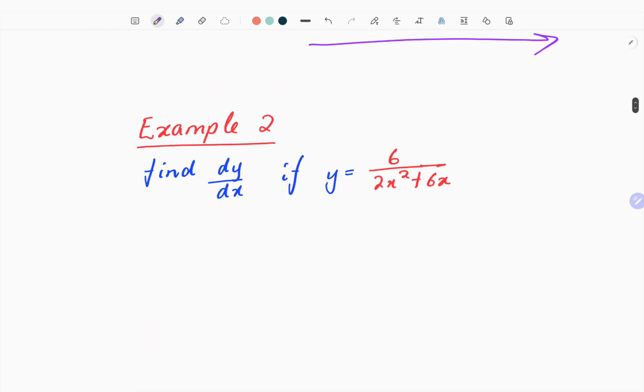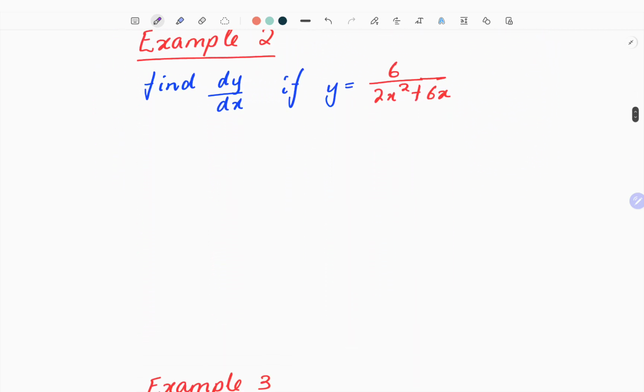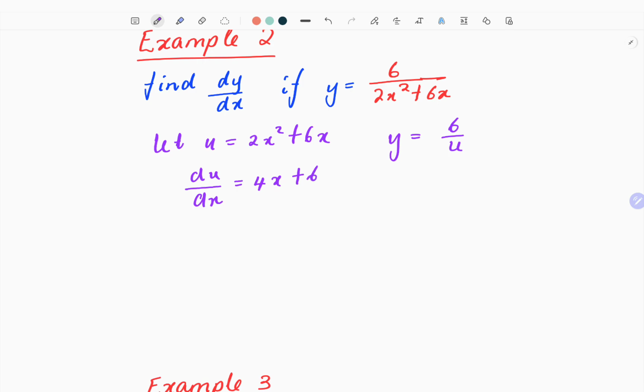Moving on to the next example. Find dy/dx if y is equal to 6 over 2x squared plus 6x. Again, the first thing that you want to do, let that algebraic part be equal to u. So u is equal to 2x squared plus 6x, and y will be equal to 6 over u. And du/dx will be equal to 4x plus 6.